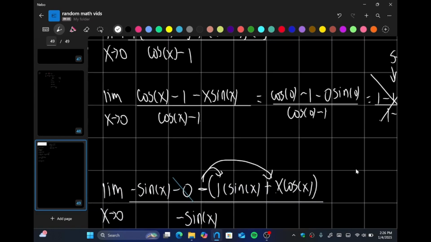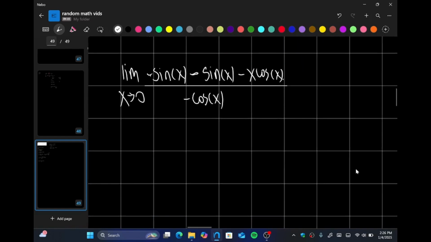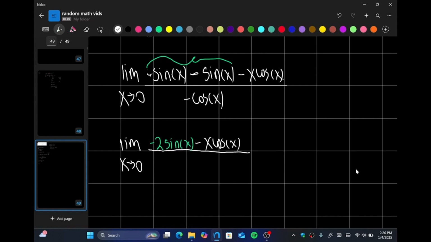And then we're going to go ahead. Now, let's go ahead and combine like terms, guys. We're going to do negative, so this right here, the limit as x approaches 0 of negative 2 sine of x minus x cosine of x over negative cosine of x.